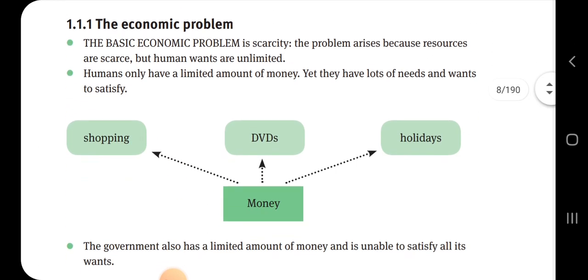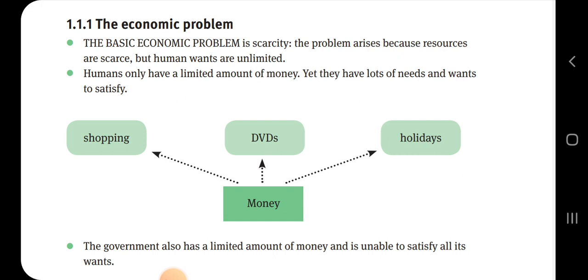And then we have the economic problem. The basic economic problem is scarcity. What is scarcity? Scarcity is something not being available in abundance. Something is not there in large quantities. That is scarcity. It's scarce. So resources are quite scarce.